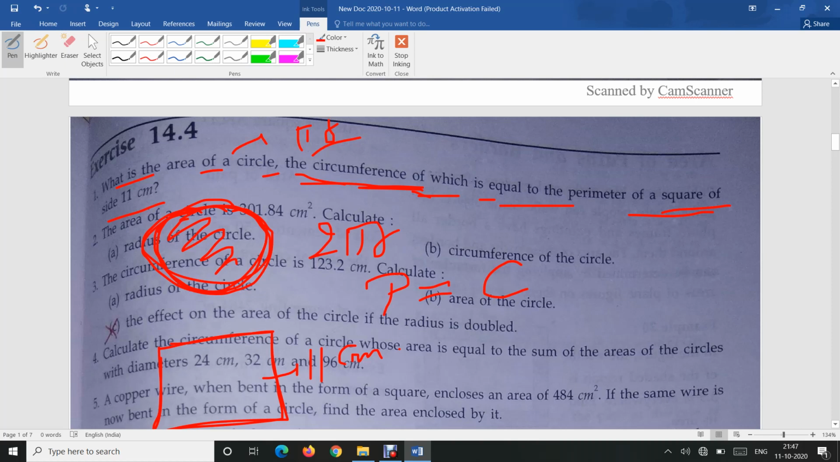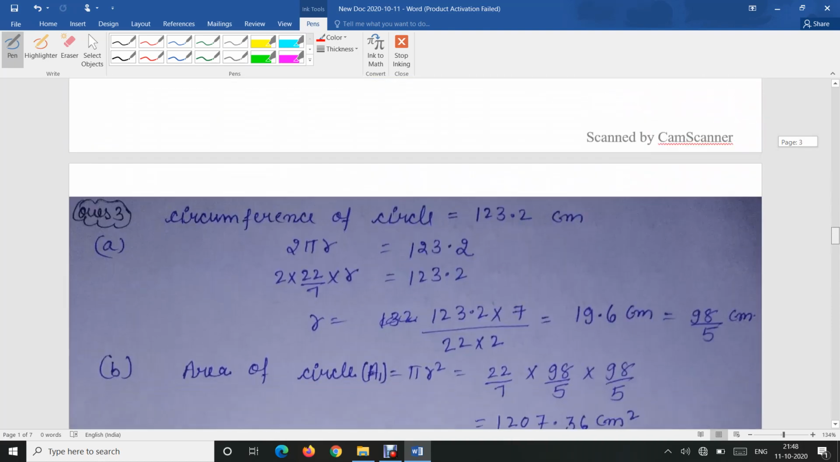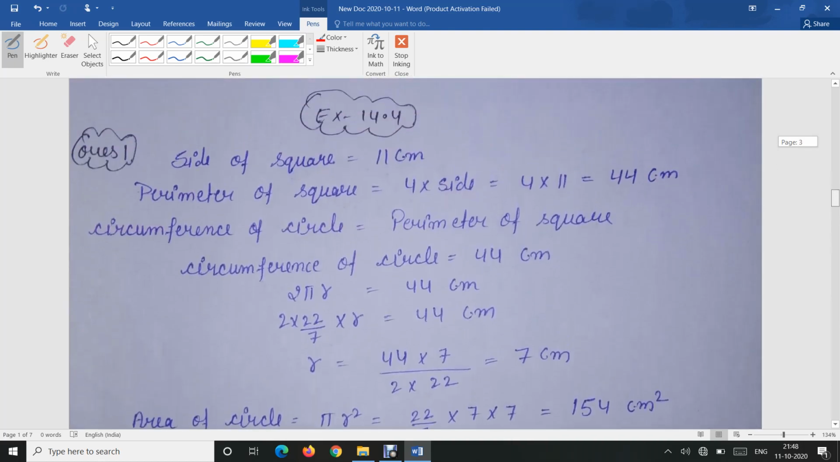That means if we find out the perimeter of the square, then we can easily find the circumference of the circle, which will be equal to the perimeter of the square. We can find the perimeter of the square by applying the formula, which is 4 multiplied by a, that means 4 multiplied by side, and here side is given, 4 multiplied by 11 is equal to 44. Just leave this, see the solution for this question. Here is the solution.